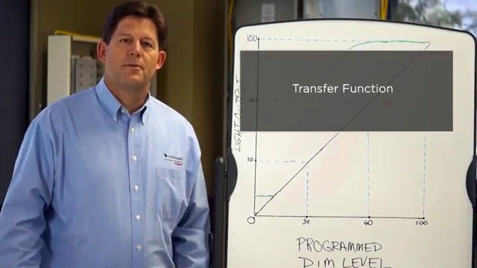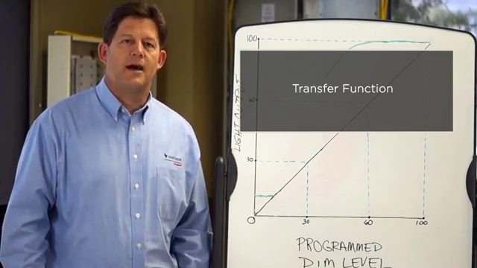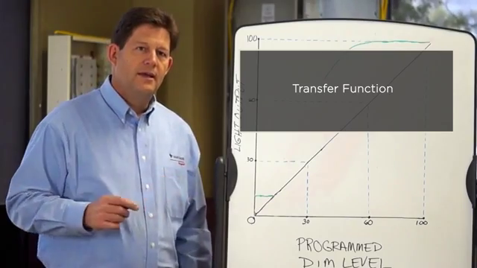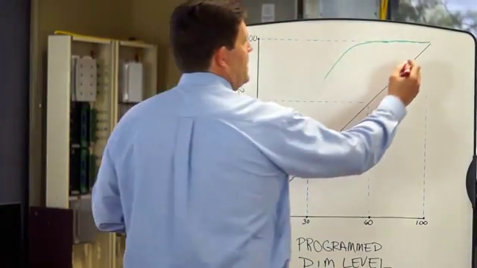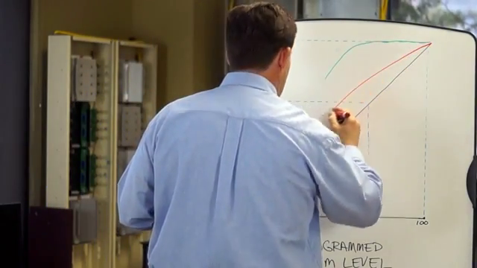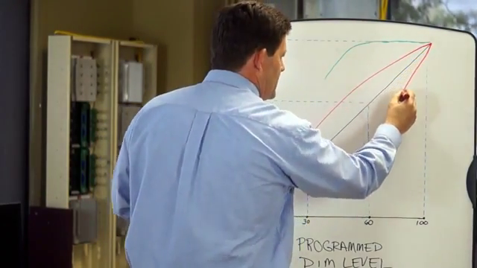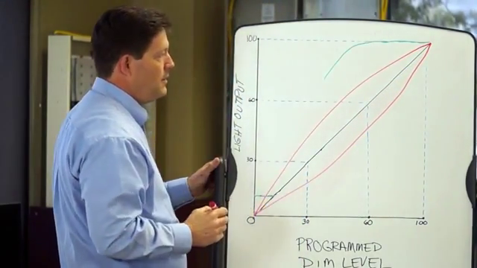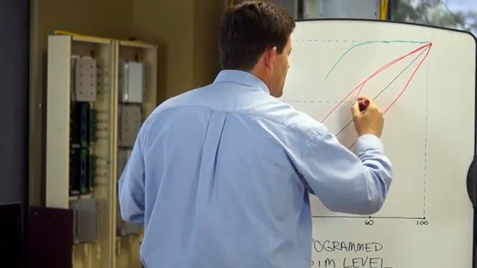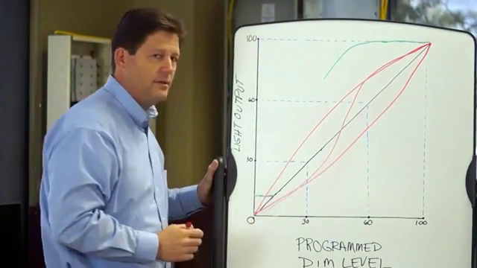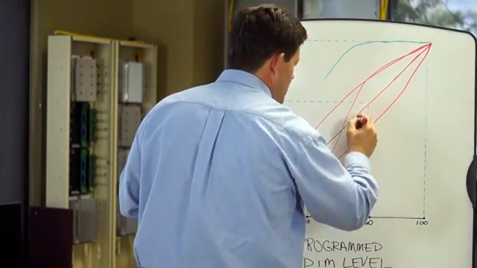Transfer function is a term we use to describe the factors involved in determining the path followed by the light output through the range of dimming. If not ideal, it could follow any path. And often we will see the pathway bowing above the ideal. Sometimes we see the pathway bowing down. Or sometimes we might see an S-curve where it bows up at the beginning and then bows down for the rest of it. And we could see any number of odd transfer functions.